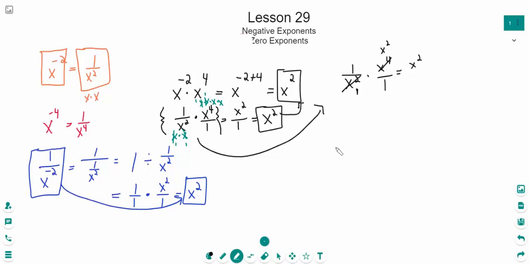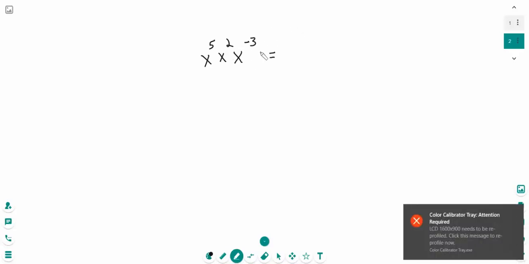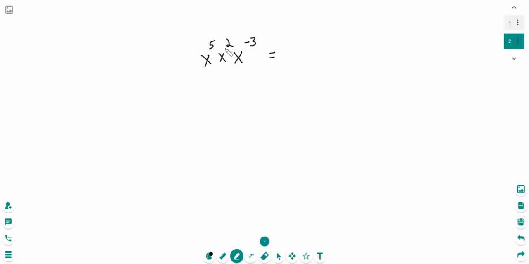So let's try a couple problems here, and hopefully this will ring true to you as we do them. If I have something like x to the fifth times x to the second times x to the negative 3, what would the value or simplification of this be? Well, let's add them up. x to the fifth times x to the second is x to the seventh, right? We're adding exponents, and x to the 7 minus 3. 7 minus 3 is 4, so it's going to be x to the 4th. Right? Does that make sense?